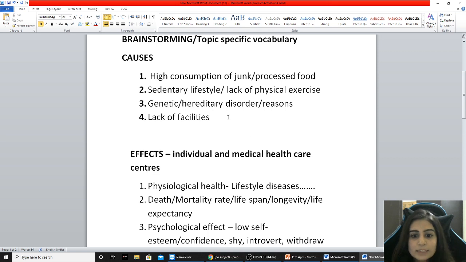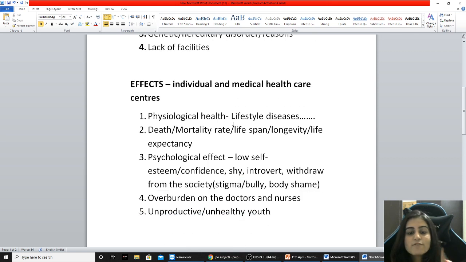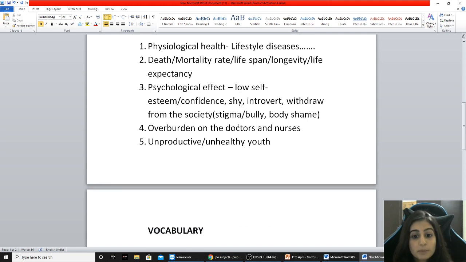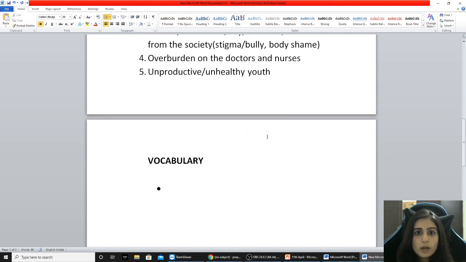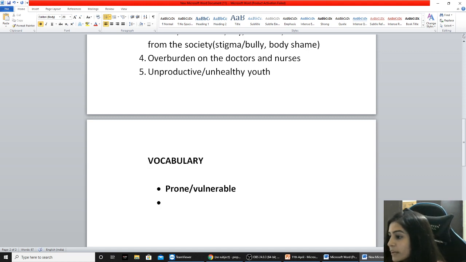So please be sure that you write everything that's written here in a proper manner by using topic specific vocabulary. So other words that I will help you out with are these. You can use the word prone, vulnerable. These two are synonyms. You can use these two words. And now I want you to be interactive. Tell me certain words that you can think of which can be written in this particular essay.